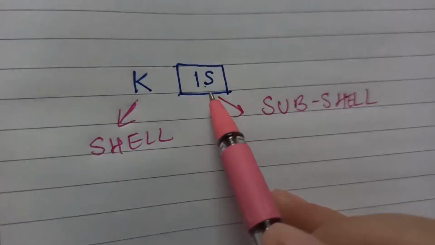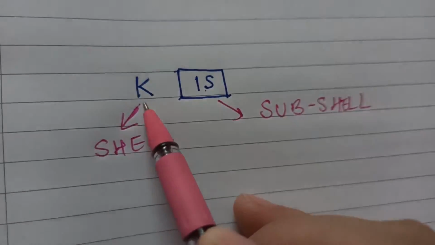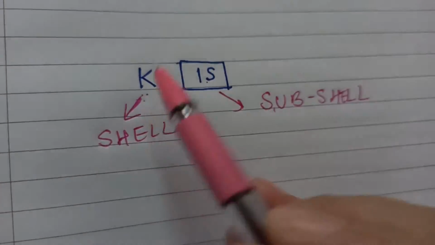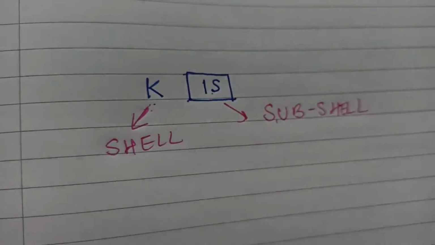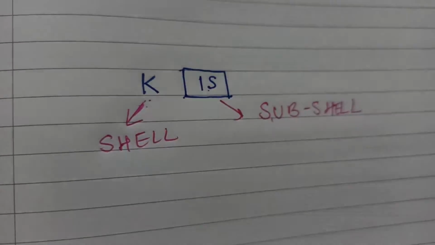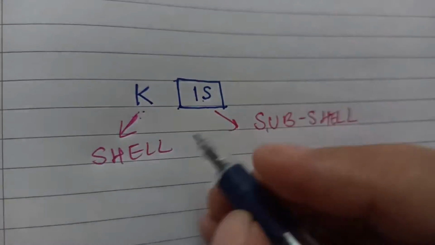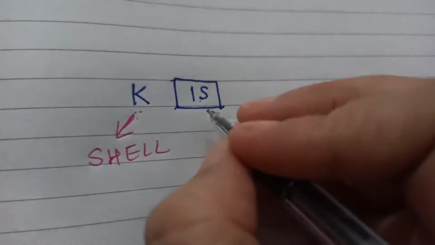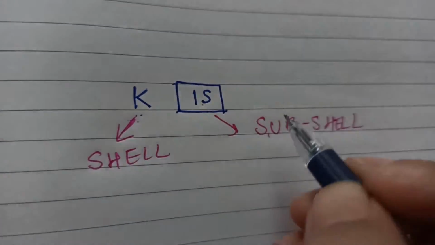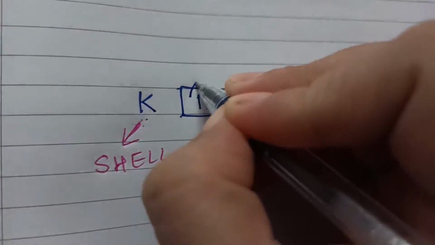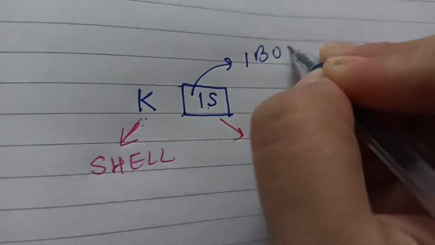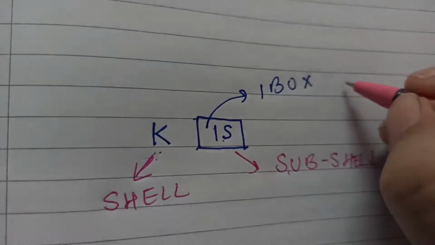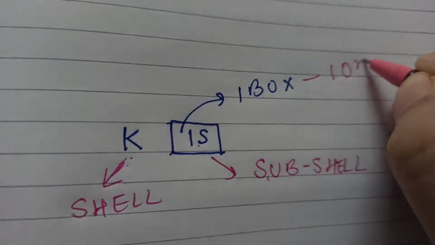It means where is this room? It is inside this floor. So similarly, subshell is inside the shell. Then I said further that inside a shell there are subshells and inside a subshell there is an orbital. So this is the 1s subshell and inside the 1s subshell there is this one box. One box. So this one box is what? This is your one orbital.